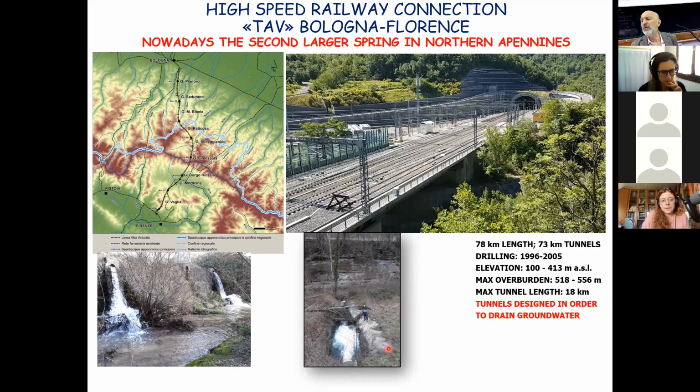And in the slide below, you see two big quantities of water draining out from two portals of the tunnel. Nowadays, these two discharges are about 100 liters per second from one side and from the other side of one of these main tunnels. Here we are in the Mugello Basin, and here we are in the Santerno River watershed. And these two quantities of water have been drained by the tunnel.